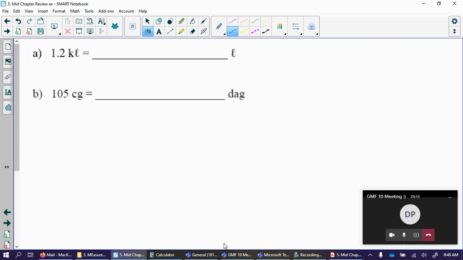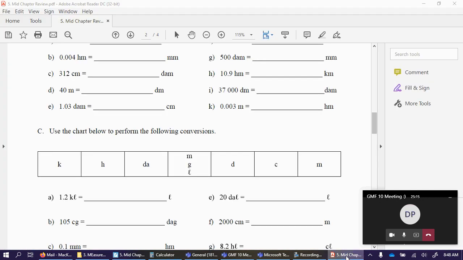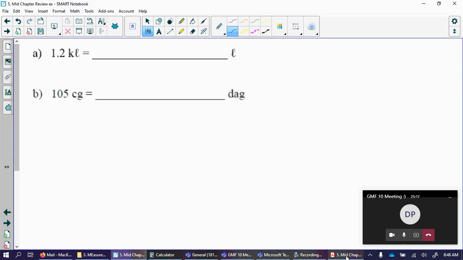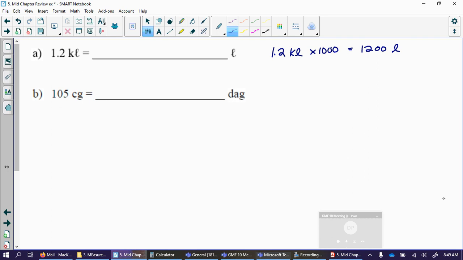So the question, I think it's number 3 or C, same idea, metric conversions: kiloliters, and I did the script K and L. Going to liters is to the right, so that's times 1,000. 1.2 kiloliters would be 1,200.